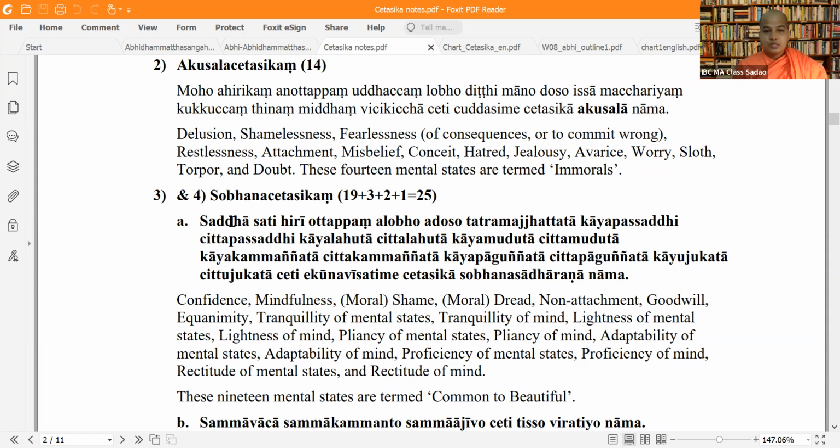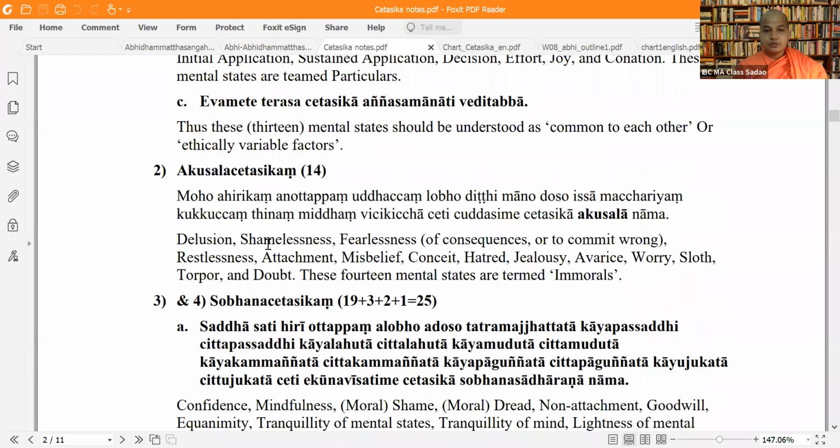Chittas. Saddha is translated as confidence. Sati, mindfulness. Hiri, moral shame. Ottappa, moral dread. So these are exactly opposite to shamelessness and fearlessness. Okay, so one is positive, one is negative.